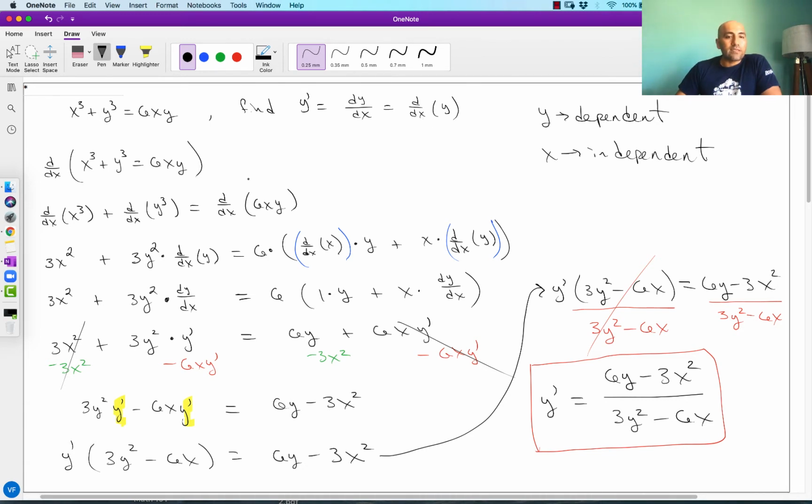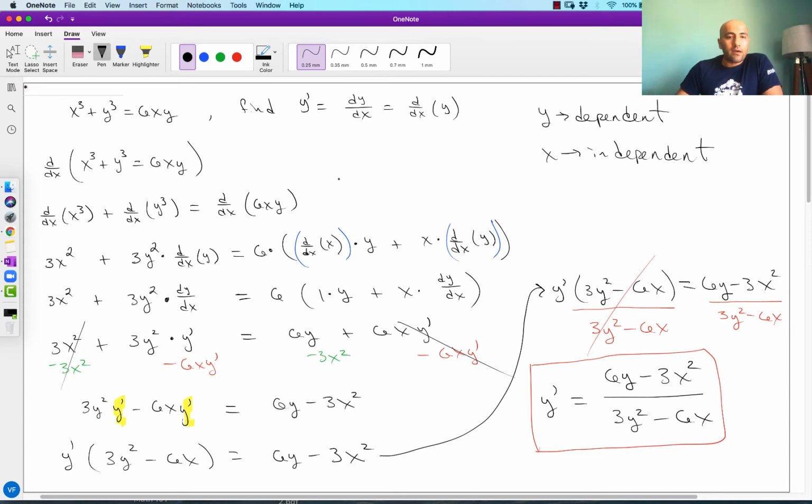But that's not always the case. We could just have letters A and B, for example, or P and Q, right? So it could be any letters. So you're going to have to think for a second and figure out which one is the variable of differentiation. So we'll do an example like that in a second.